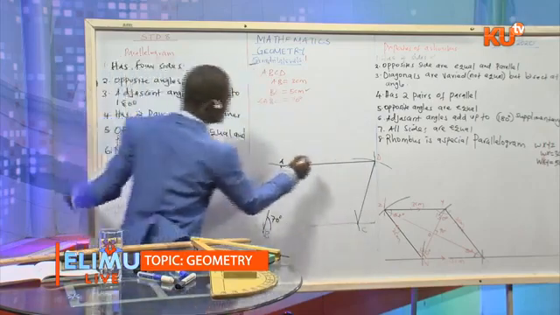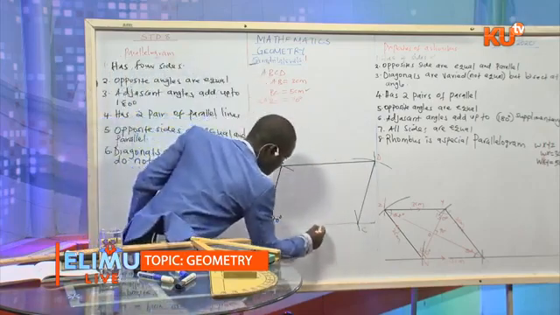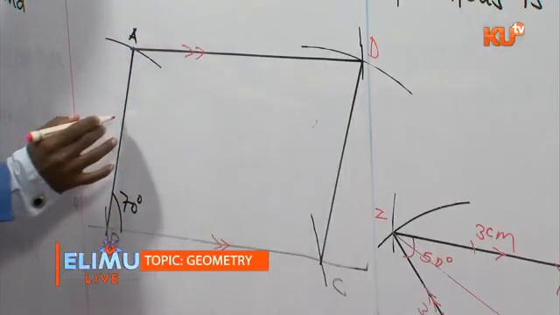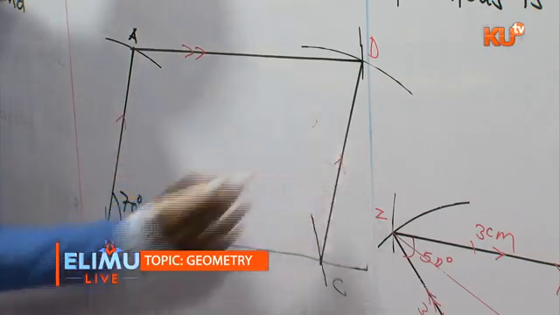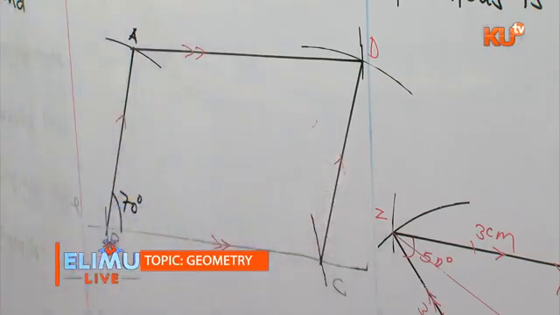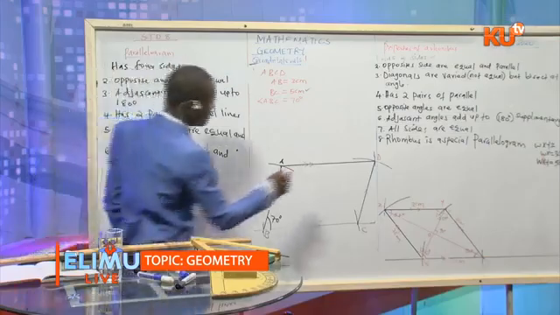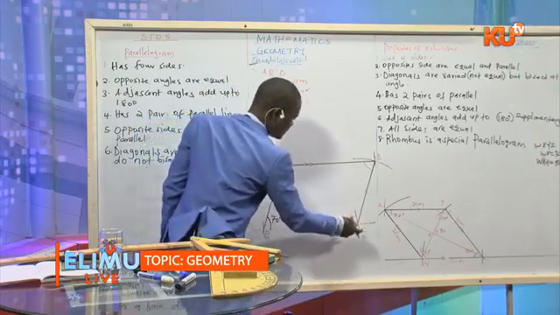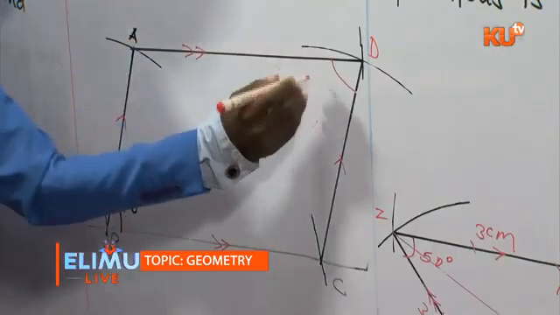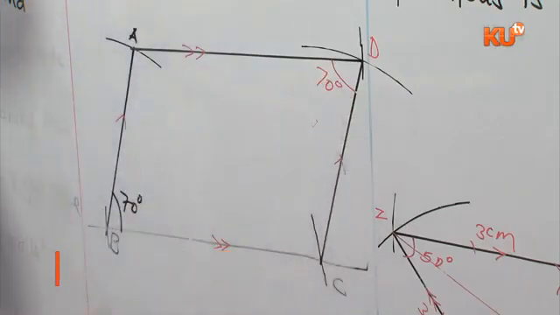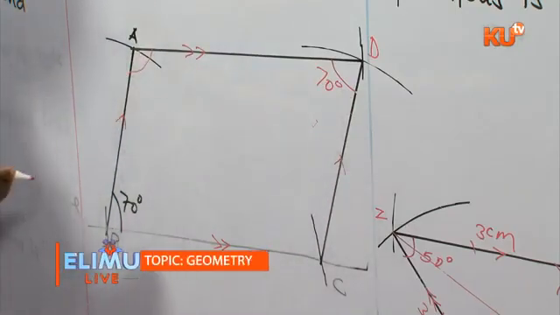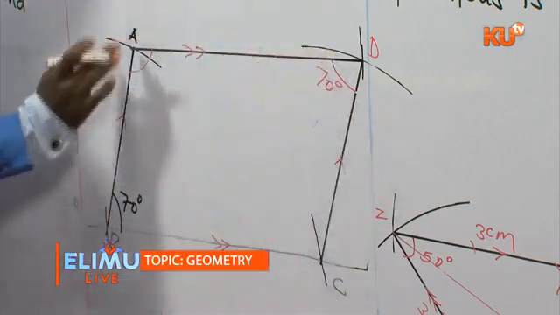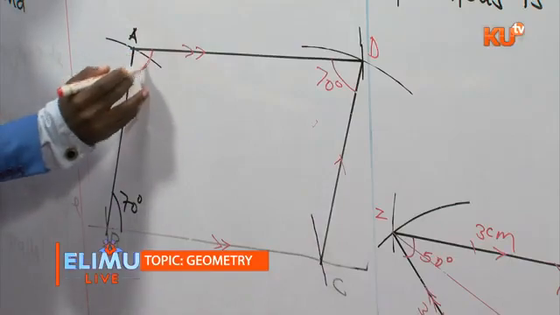We said, you can see there are 4 sides. So this line and this line, that is line AD and line BC, are parallel. Line AB and line DC are also parallel. The other thing we said is that opposite angles are equal. So if angle ABC is 70, then it means also angle CDA is going to be 70 degrees.